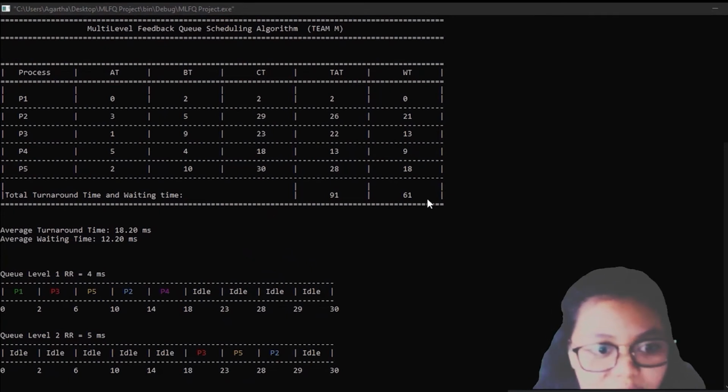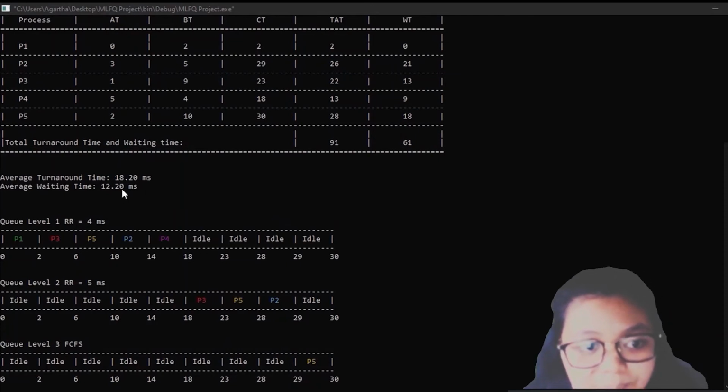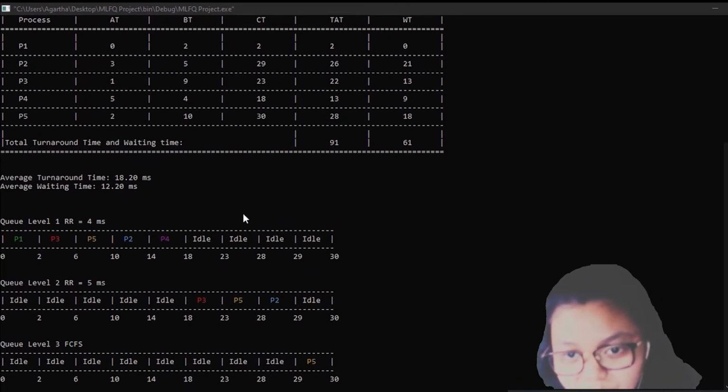in total of 61. So in average of turnaround time and waiting time, we get turnaround time 18.20 milliseconds and for average waiting time 12.20 milliseconds.